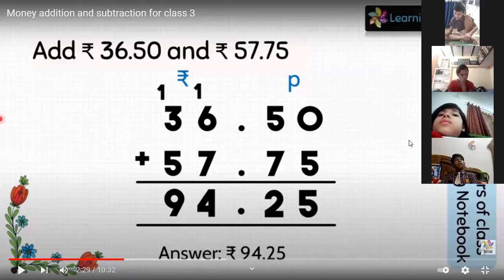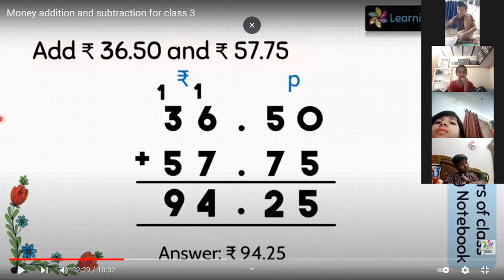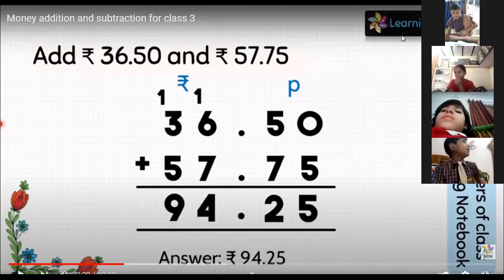Okay, and similarly, we can do the subtraction also. So now, first of all, ma'am is going to take your queries and then we will move to the subtraction point. Okay, students?